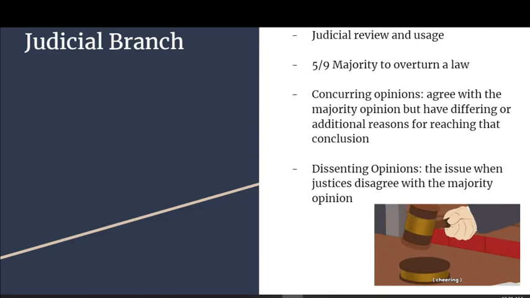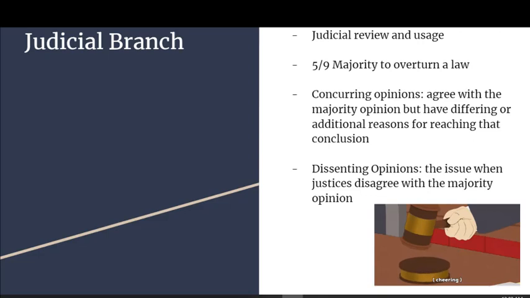Concurring opinions in the judicial branch is where justices agree with the majority opinion, but have differing or additional reasons for reaching that conclusion. Dissenting opinions is when justices disagree with the majority opinion. This happens when there's a conflict within the Supreme Court.